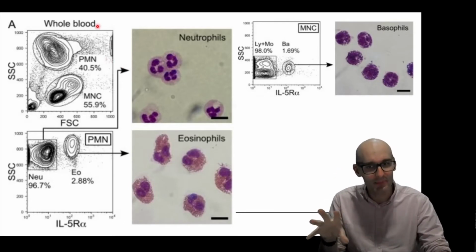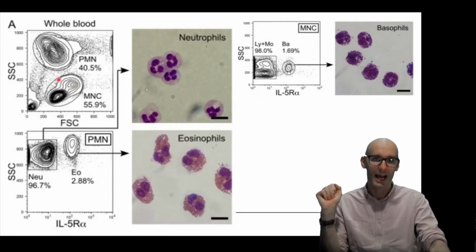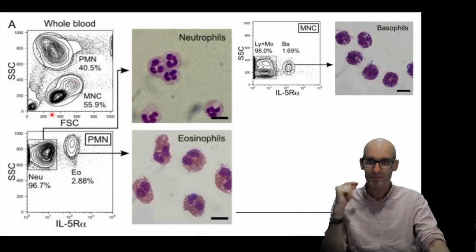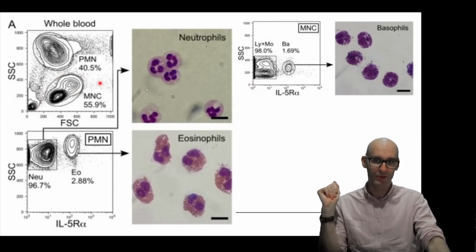Now here's where it gets a bit interesting, right? Now you see this is kind of smeared here. There's a lot of cells here, and then there's a few cells over there with a little bit higher forward scatter signature. Now, if we take that over to here, if we only let these cells through the gate over to here, we find an interesting thing.